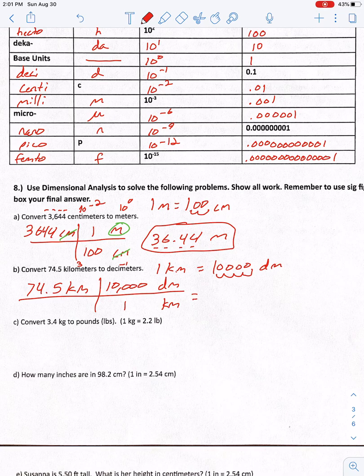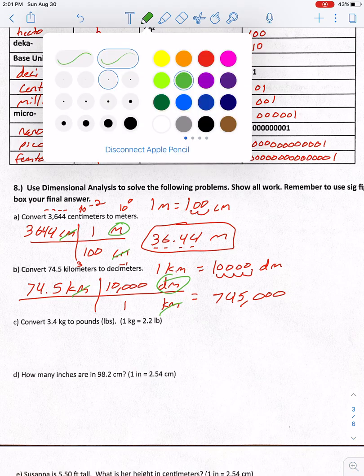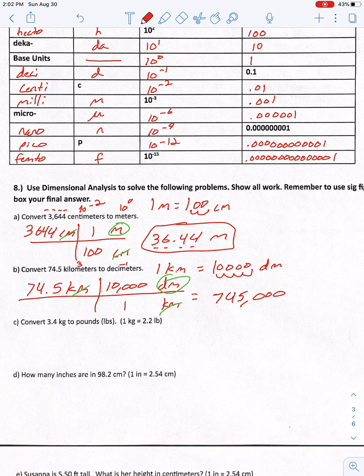And that gives me 745,000. Okay, so let's check our units. So kilometers cancel out. Decimeters is where I'm at, so I'm good. I had 1, 2, 3 significant figures to start with, so I have 1, 2, 3 to end with. So I am done with that. Now I just got to put my units.